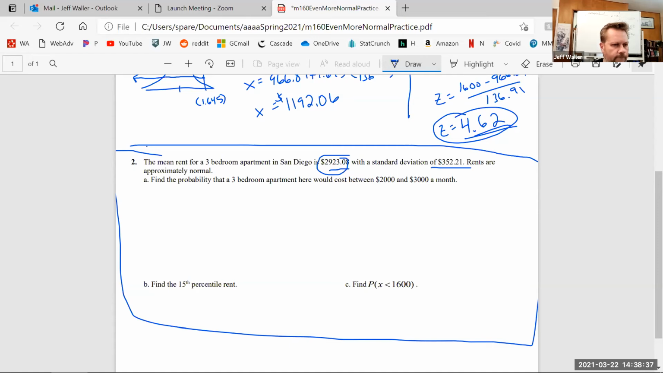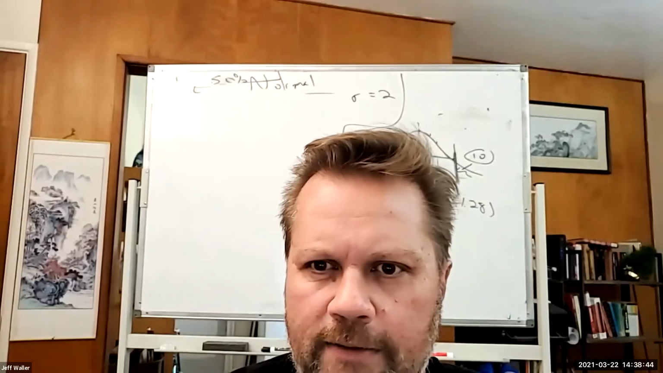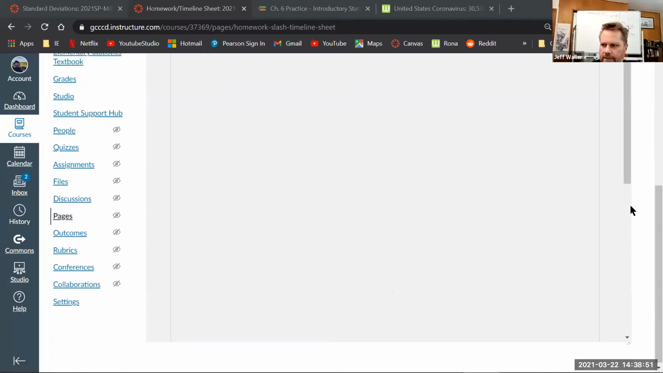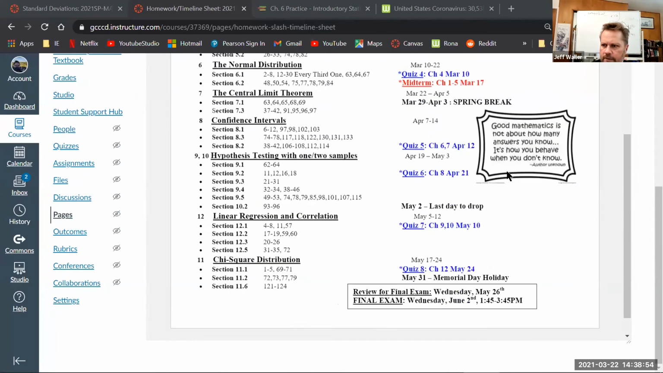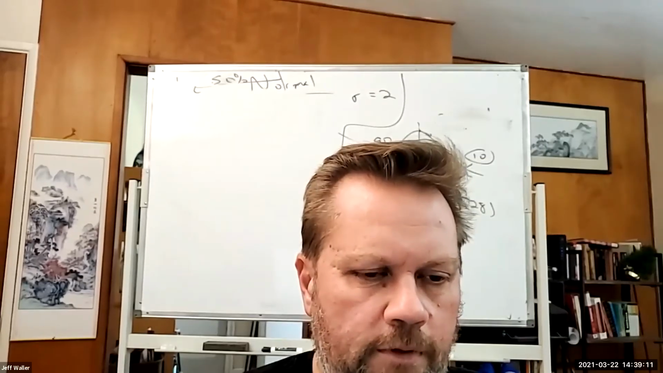Well, we have a quiz for chapter 6. Actually, I think I have it mislabeled, but I have it on the right date. Let me show you. I think I say 5 and 6. Oh no, 6 and 7. That's better. So we do have a quiz on 6 and 7 on April 12th, after spring break.